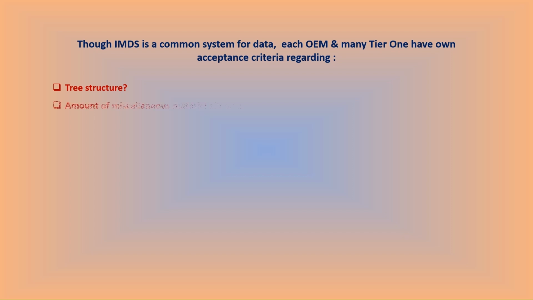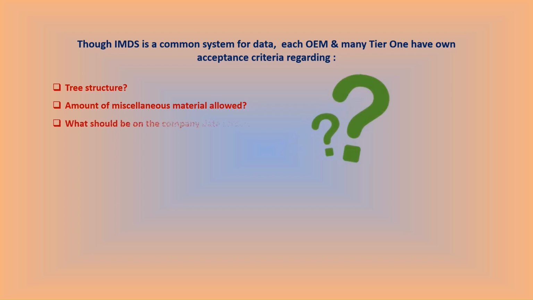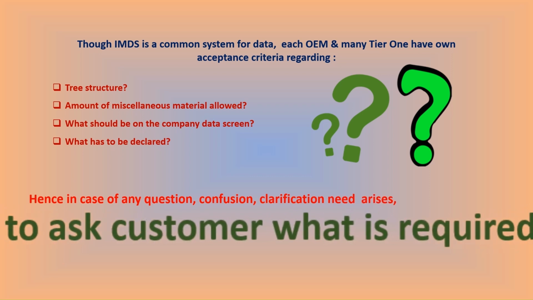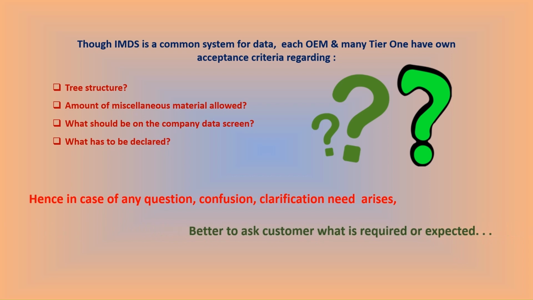Though IMDS is a common system for data, each OEM and many Tier 1 suppliers have their own acceptance criteria regarding tree structure, the amount of miscellaneous material allowed, what should be on the company data screen, and what has to be declared. Hence, in case of any question, confusion, or need for clarification, it is better to ask the customer what is required or expected.